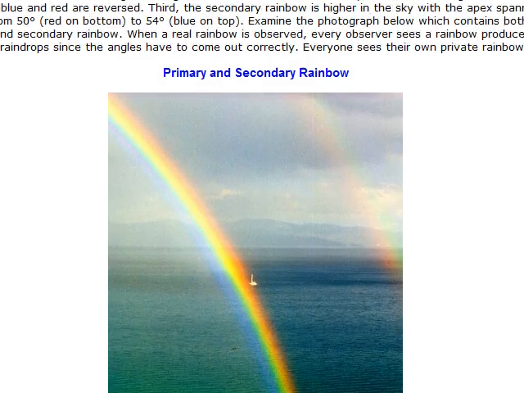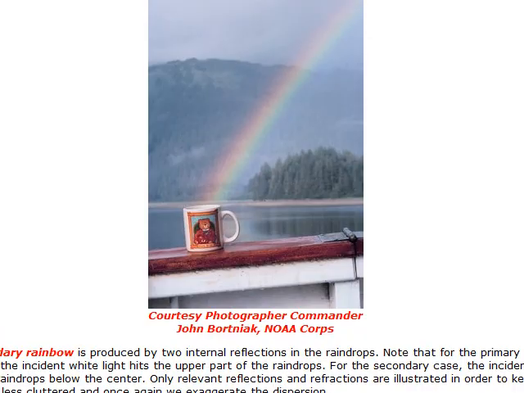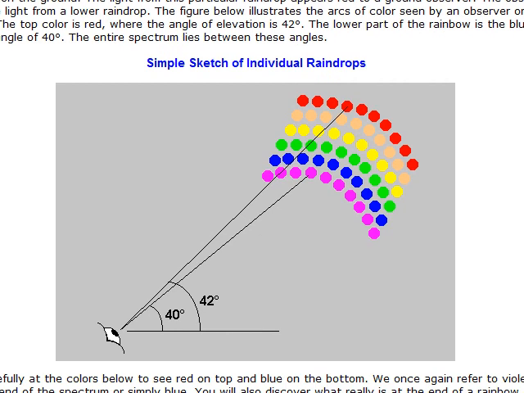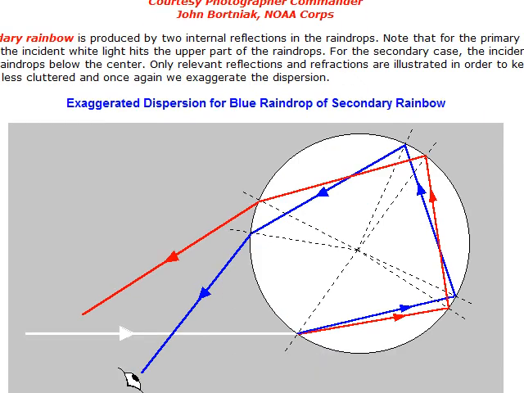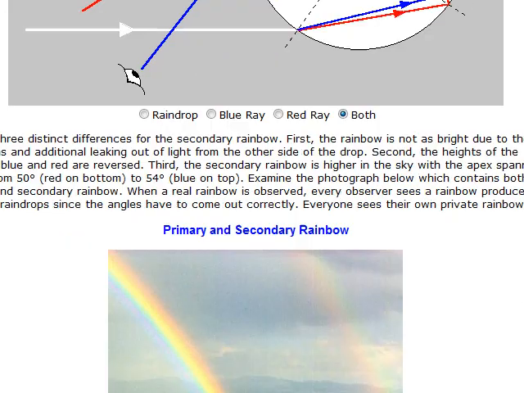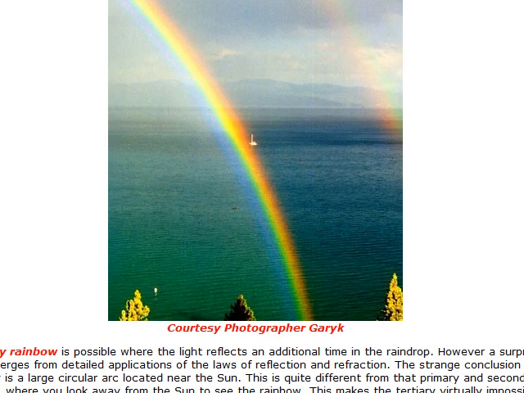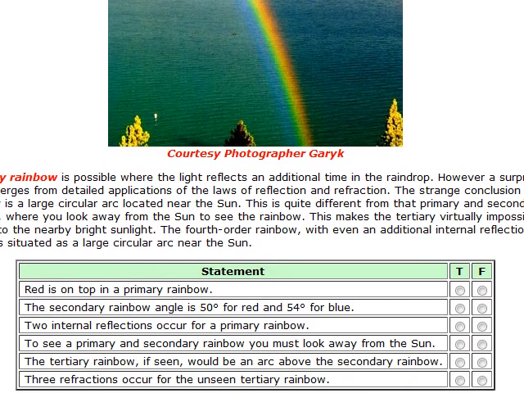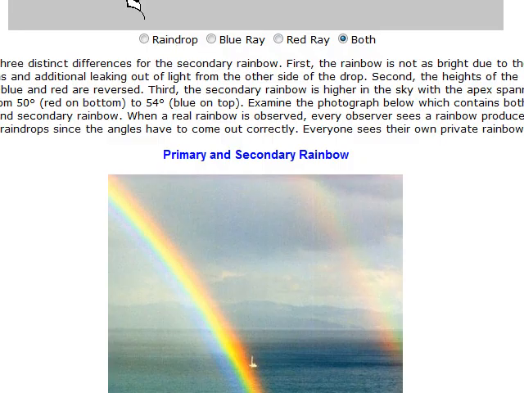And that's a summary of rainbows, where perhaps we can add one more thing, and that when you go to the secondary rainbow, you're looking at an angle that's greater than 40, around 50 or so. And here it says the secondary rainbow is 50 for red and 54 for blue. True or false? That would be true.